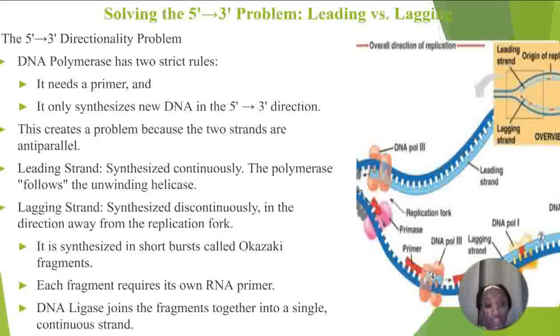The lagging strand synthesizes in short bursts called the Okazaki fragments. Each of these fragments requires its own RNA primer, and the DNA ligase joins the fragments together into a single continuous strand.